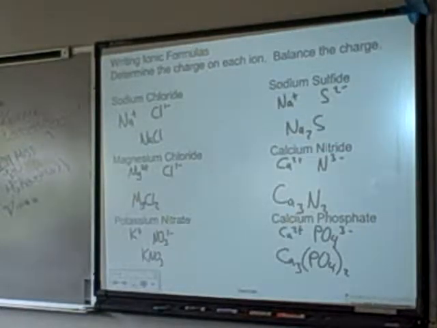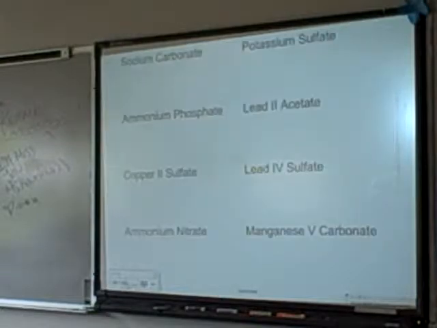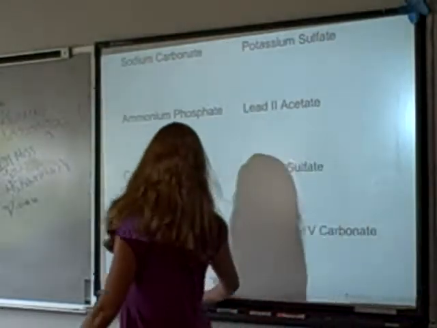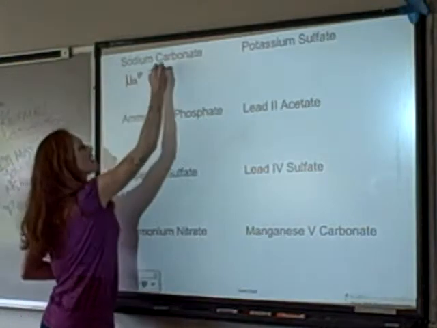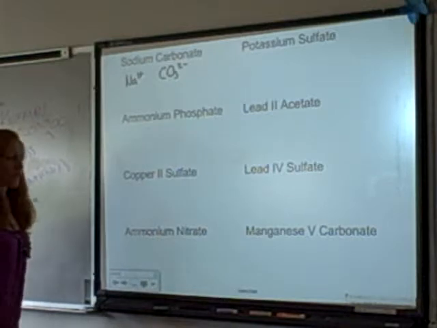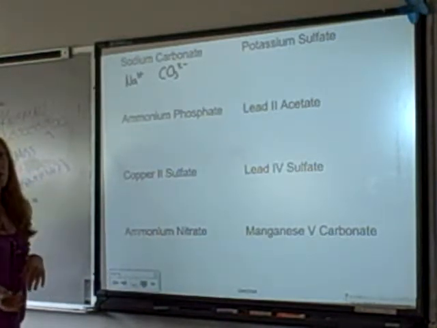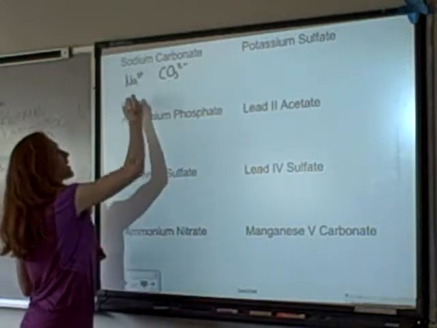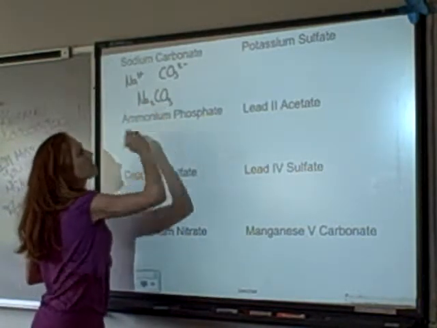We'll look at a few more formulas, more with polyatomic ions. So here we go. I've got sodium carbonate, sodium, Na with a 1+, carbonate is CO3 with a 2-. By the way, I'm going to just go through these really, really fast. If you want to quiz yourself, you could pause, try them out. So I've got sodium carbonate. That's going to be 2 sodiums for 1 carbonate.